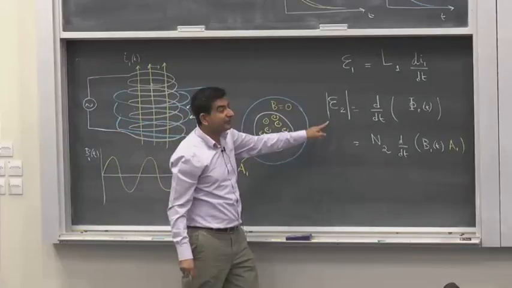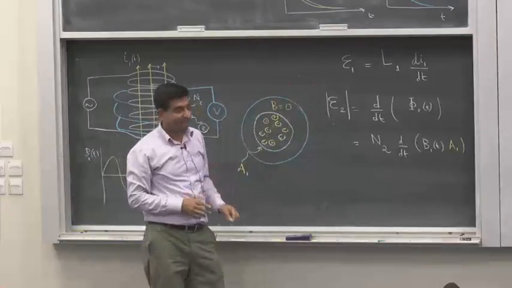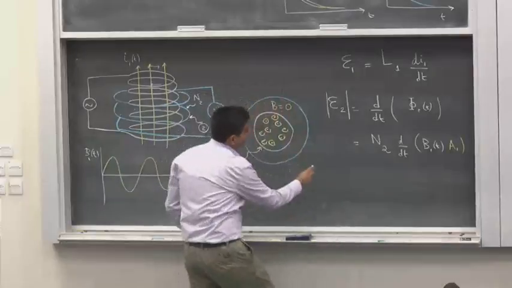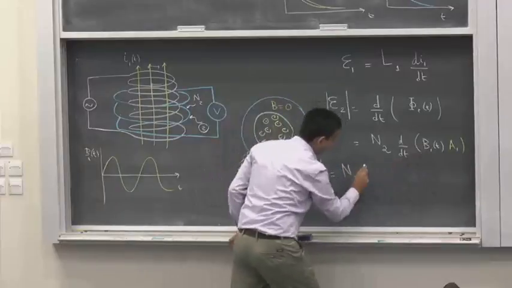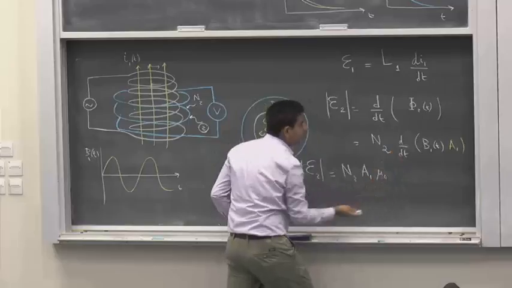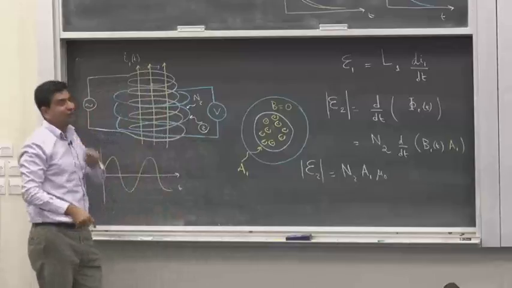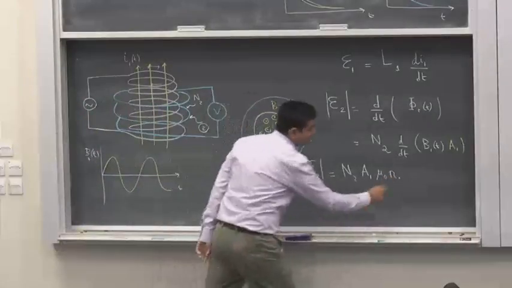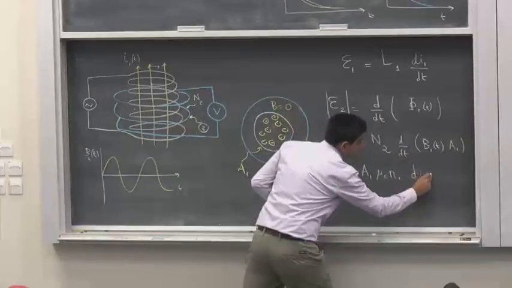So this is the EMF induced inside the secondary, or the outer solenoid, even though no battery is connected to it. Now if I look at this EMF, this is N2. This area A1 is constant. d by dt of B1 t is mu naught small n1, which is the number of turns per unit length of the inner coil, into the time rate of change of the current through the primary, di1 by dt.